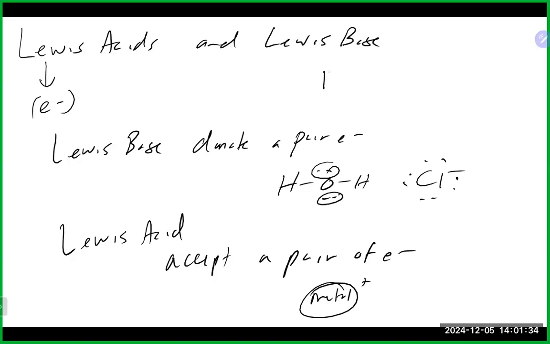So if you had something like boron, which has an incomplete octet, it will be more apt to basically accept those electrons from something like ammonia, which is a good Lewis base. Any questions on that there?